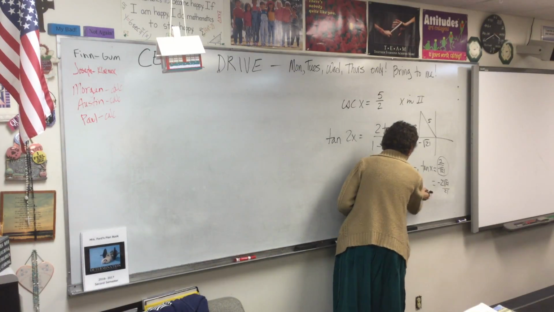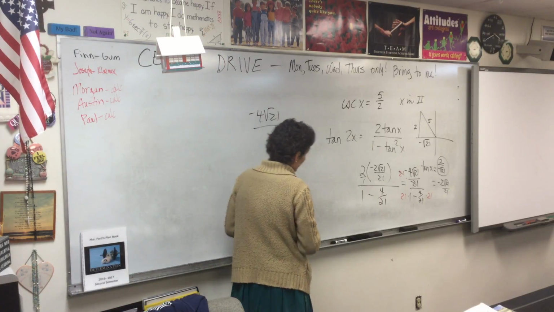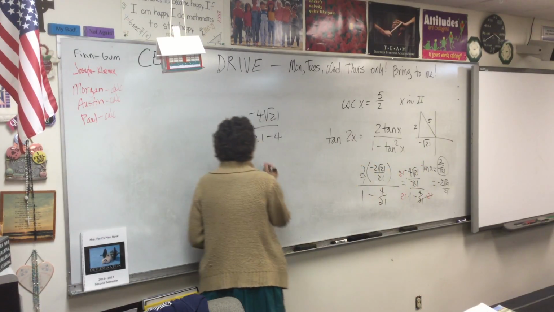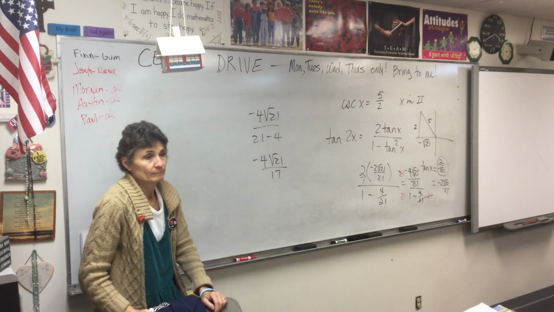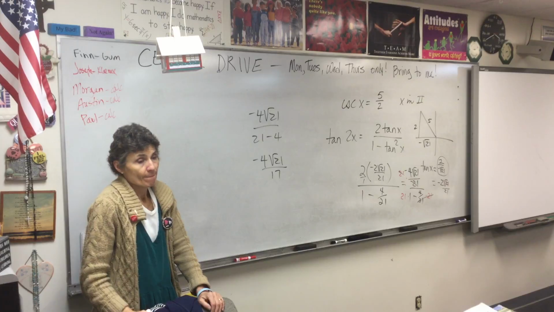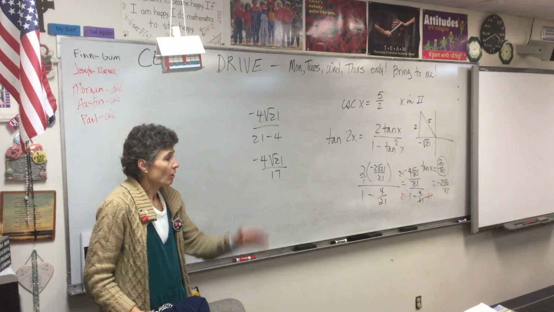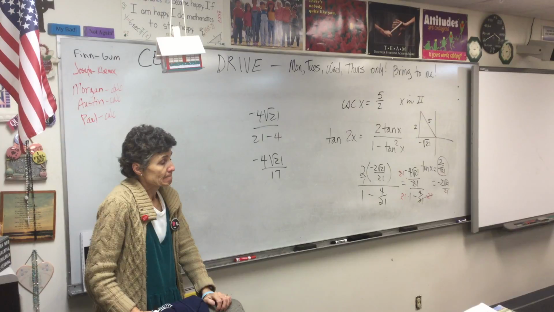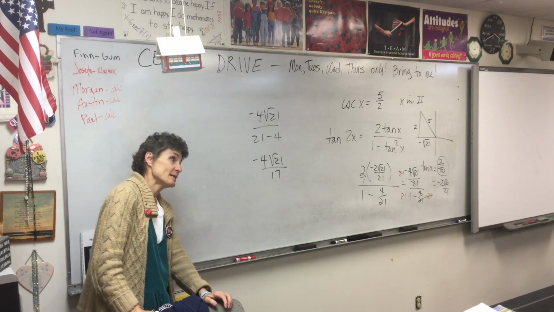And I'm going to end up then with negative 4 root 21 over 21 minus 4. Negative 4 root 21 over 17 is my final answer. Yeah, there's more arithmetic. There always is with the tangent. But all the time, the tangent formulas cause me more arithmetic. It just is. Okay, you alright with that? Alright, that's kind of what we did yesterday.